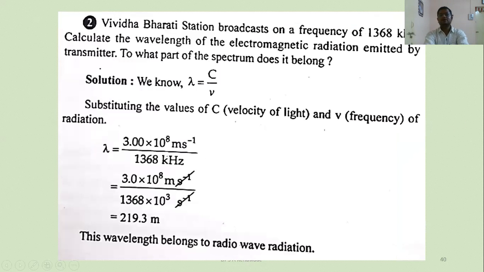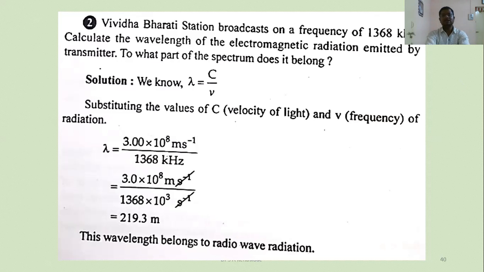Second one is: Vividh Bharati station broadcasts on frequency 1368 kilohertz. Calculate the wavelength of the electromagnetic radiation emitted by the transmitter. To what part of the spectrum does it belong? Here we have to find out the wavelength, and wavelength is denoted by symbol lambda, and lambda is equal to c, velocity, divided by frequency.